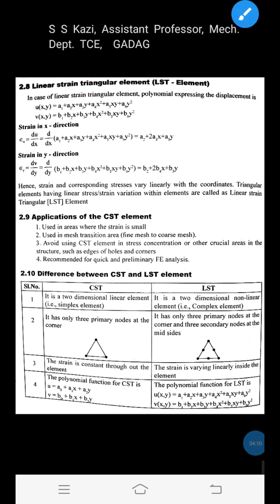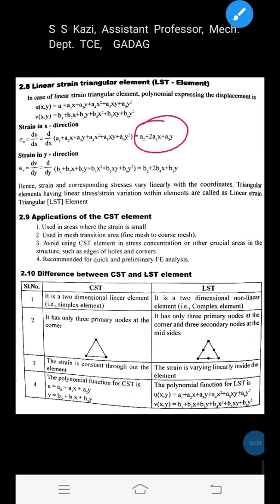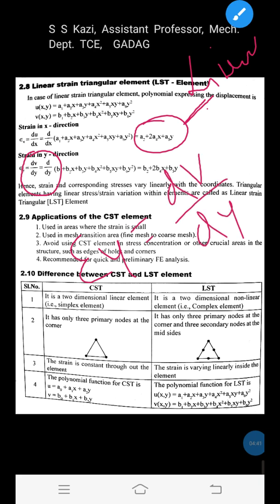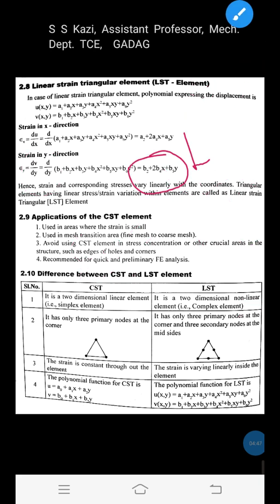Now if you find the strain in x direction, differentiating the u polynomial function with respect to x, we will get a2 plus 2a4x plus a5y, which is linear and not a constant, because the order of this expression is 1. Likewise, for the strain in y direction, differentiating v with respect to y, we will get the expression b2 plus 2b4x plus b5y, which is linear. Order of the polynomial is 1.